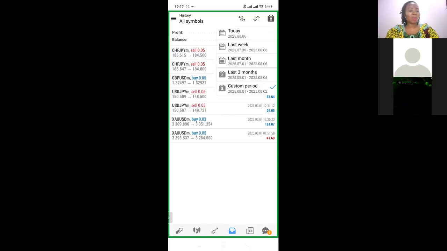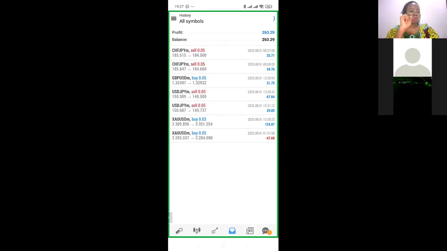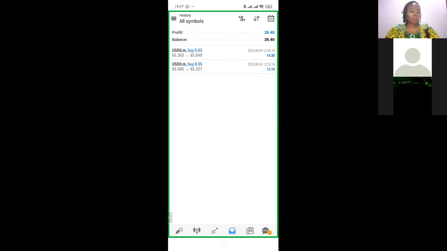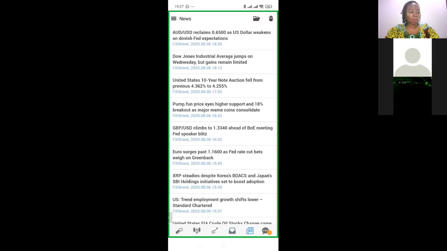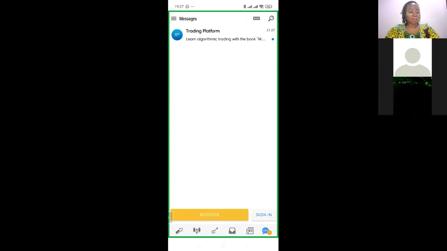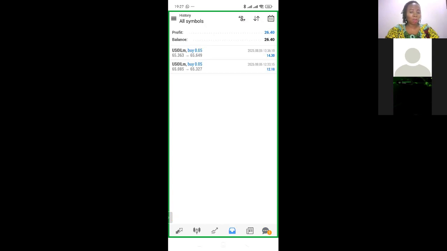So that is it. By default, you can leave it on today. So that is that. These other ones, just news and in-app chats, I mean, these last two, I don't even bother with them. The important things are the first four icons.